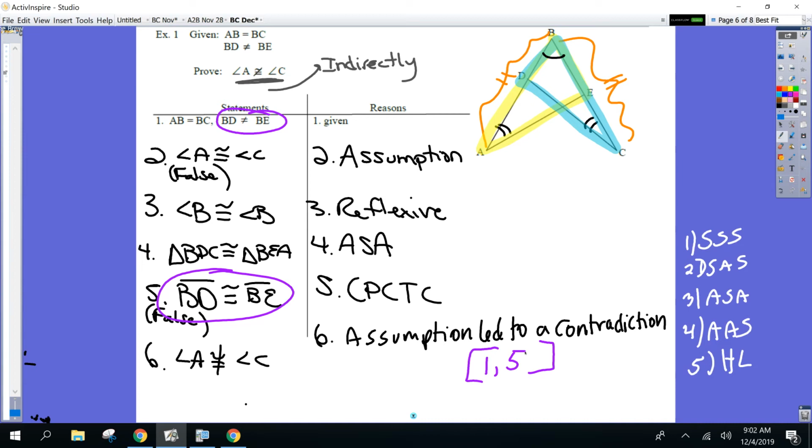And along the way, somewhere in your proof, you are going to contradict one of the givens. Isn't that what I just did? Didn't I contradict one of the givens? All right, that's the goal. In every indirect proof, you are going to contradict one of the 2 or 3 or 4 givens that are provided.